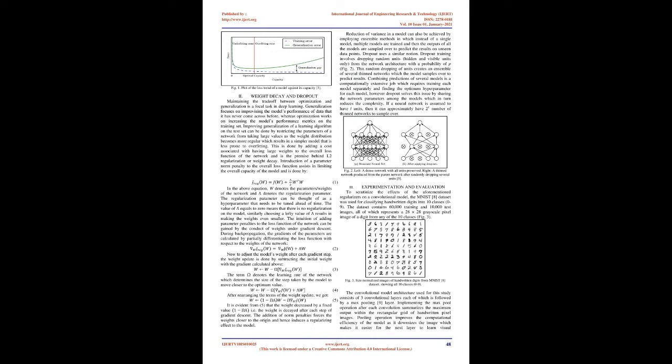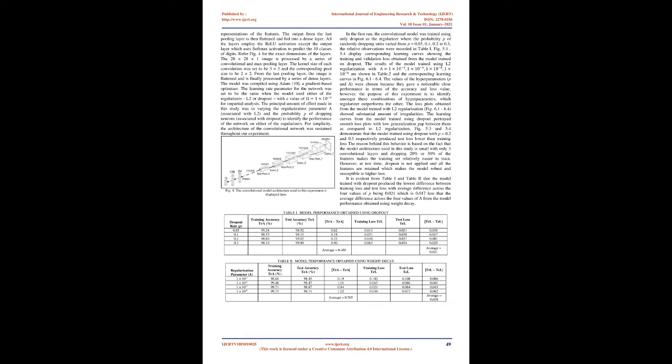Improving generalization of a learning algorithm on the test set can be done by restricting the parameters of a network from taking large values, as the weight distribution becomes more regular, which results in a simpler model that is less prone to overfitting. This is done by adding a cost associated with having large weights to the overall loss function of the network and is the premise behind L2 regularization or weight decay.